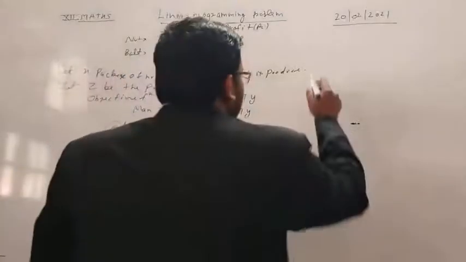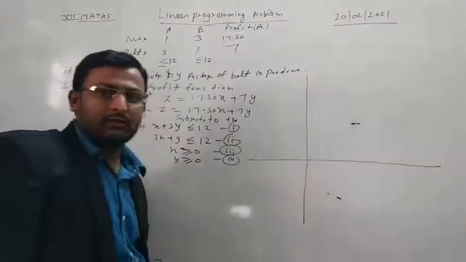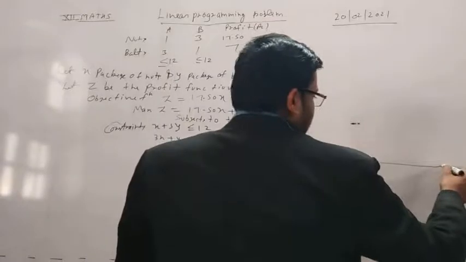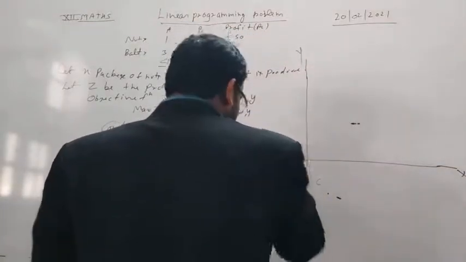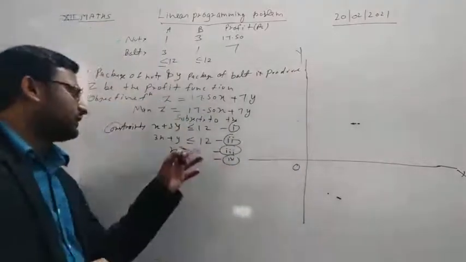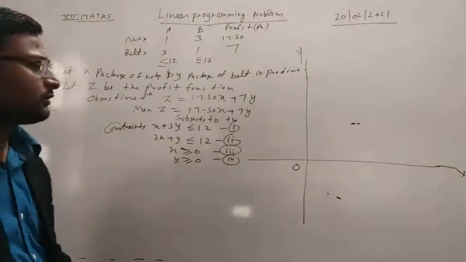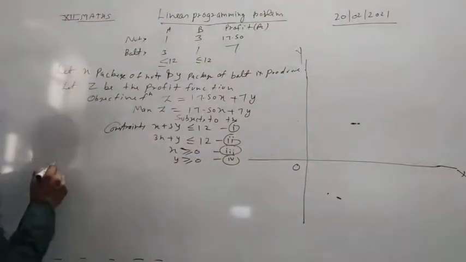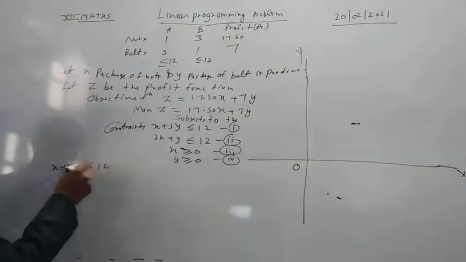Okay, students, we write and make the figure in this area. This is the x-axis and this is the y-axis. This is the origin, students. We are seeing that x is greater than 0, y is greater than 0, so the figure will be in the first quadrant, and the first inequality is x plus 3y is less than or equal to 12.